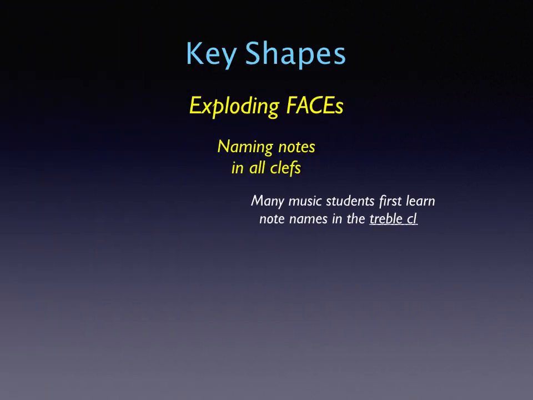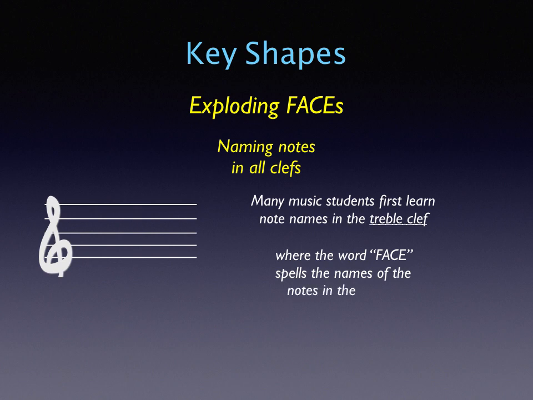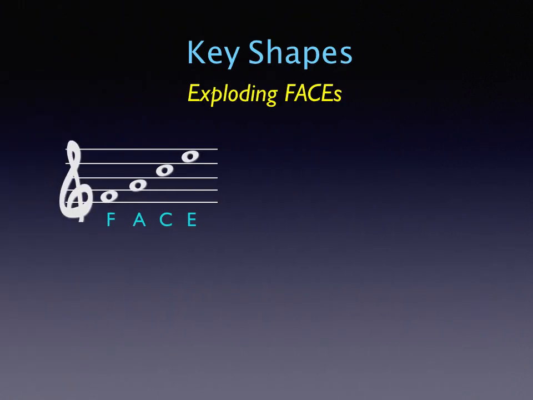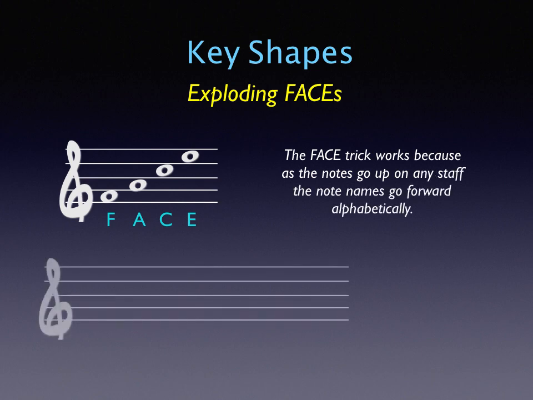Many musicians first learn the note names in the treble clef, where the word face spells the names of the notes in the spaces from bottom to top. The face trick works because as the notes go up on any staff, the note names go forwards alphabetically.